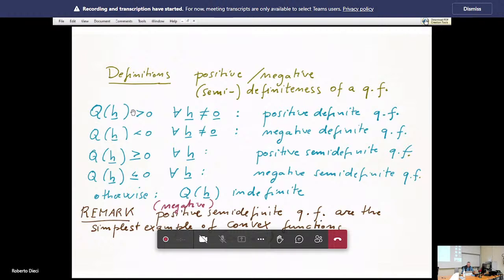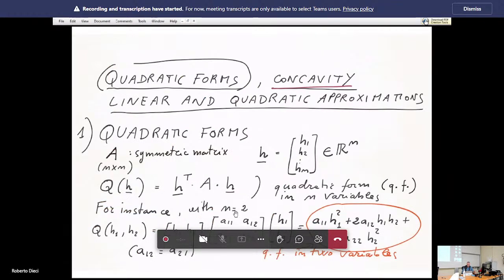Because remember that the quadratic form has this expression in two variables. Of course, it depends on coefficients a11, a12, a21, a22 of this matrix, which is supposed to be symmetric. Symmetric means that this element a12 is equal to a21. Otherwise, we have other kinds of quadratic functions, but they don't have the properties of quadratic forms. So this is a quadratic form in two variables, written with a matrix.